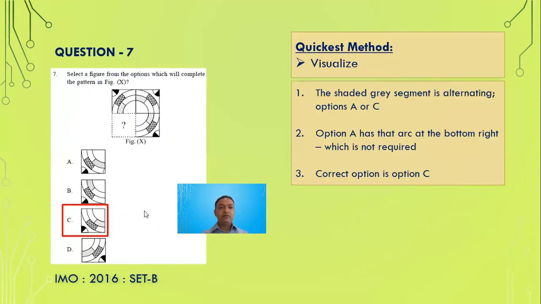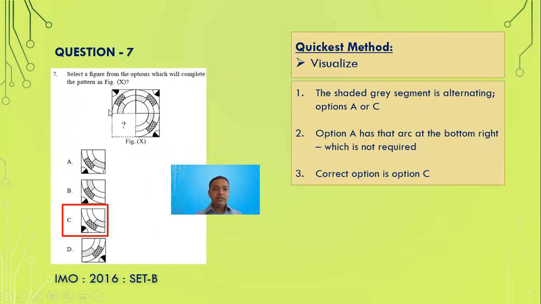Okay, next question. Question number 7. Select a figure from the options which will complete the pattern in figure X. Now you have to visualize and find the pattern, isn't it? One of the things which you can deduce is that the shaded area is alternating. So here the shaded area is here, here, and here. So in this image, it will be somewhere here. The only two options are options A and option C, isn't it?